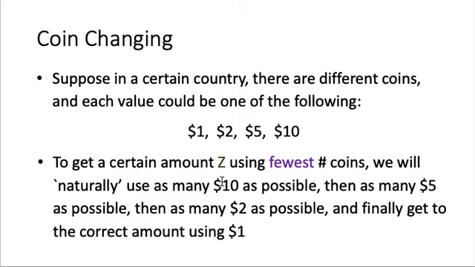So naturally, what we will do in our daily lives is this. We will see how many $10 coins we should give out. We will use $10 as many as possible. And after that, we will try to use $5 as many as possible, and then $2 as many as possible. And finally, we will get the correct amount using the $1.